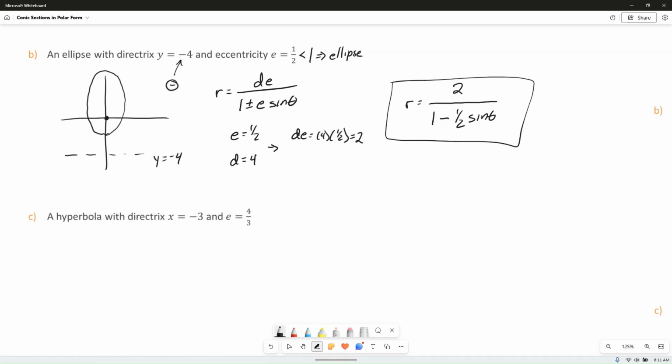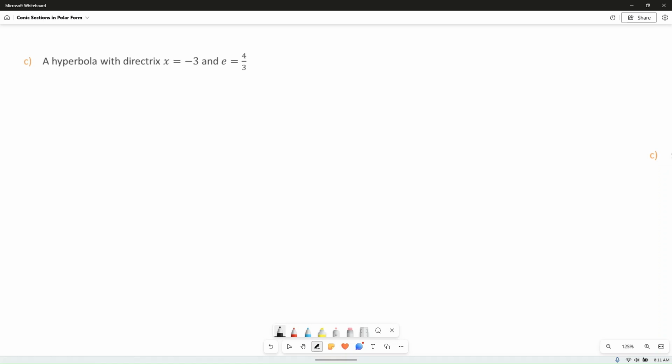All right, let's try one more like this. This time we are looking at a hyperbola. Its directrix is x equals negative 3, and the eccentricity is 4/3. And again, just looking at that 4/3, 4/3 is greater than 1, and that does mean that it should be a hyperbola. So that matches what we're given.